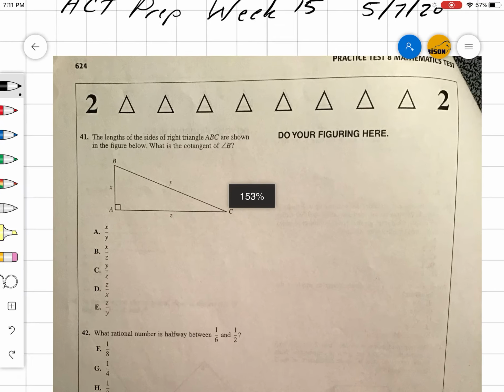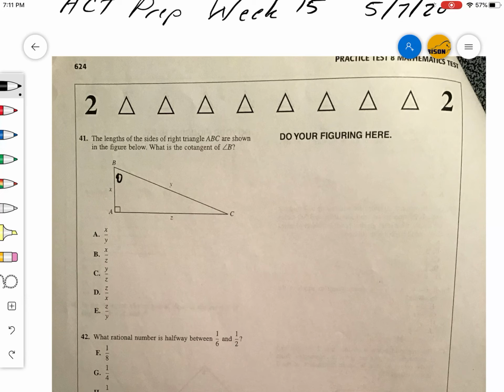Okay, so we are working off of B, so this is going to be our theta. Let's go ahead and label our sides. Y is definitely the hypotenuse. The only two other options are opposite and adjacent. So Z is going to be our opposite, and X is going to be the adjacent.